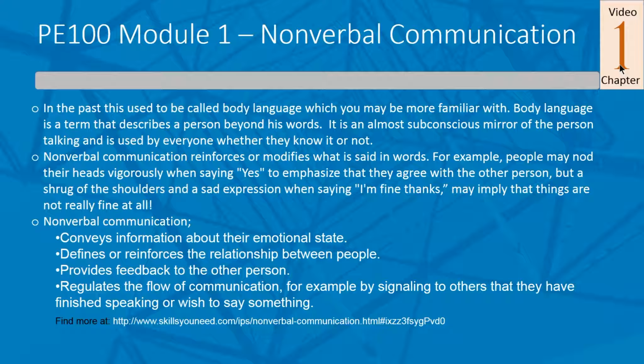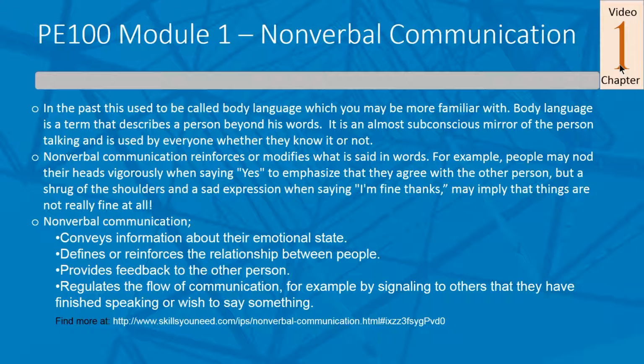Nonverbal communication reinforces or modifies what is said in words. For example, people may nod their head vigorously, saying yes, to emphasize they agree with the other person. But the shrug of the shoulders and a sad expression when saying "I'm fine, thanks" may imply that's not really the story they want to tell. Nonverbal communication conveys information about their emotional state, defines or reinforces the relationship between people, provides feedback to the other person, and regulates the flow of communication.